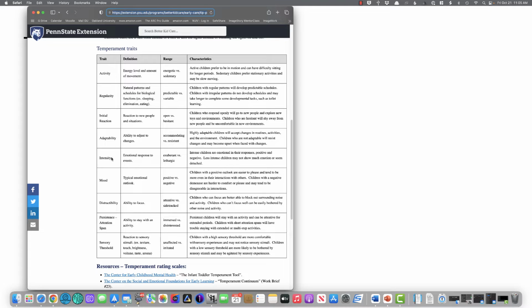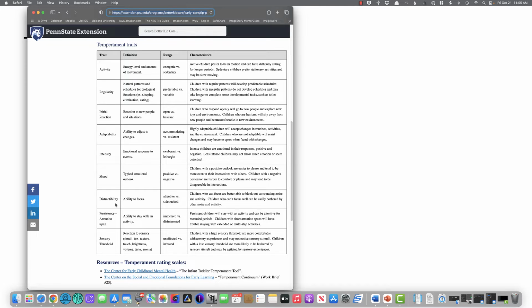How intense are their emotions? Are they very outgoing and very exuberant about it, or much less intense? I don't like this term, the exuberant versus lethargic. I think that's wrong. I think it should be high intensity or low intensity, but I'm not the one who made this up. So mood, do they mostly have a positive or negative mood, or just sort of an average mood?